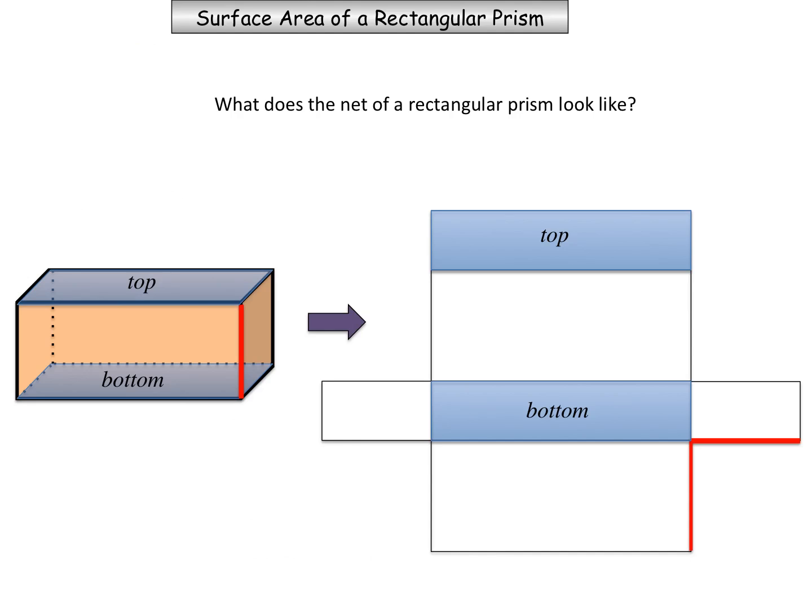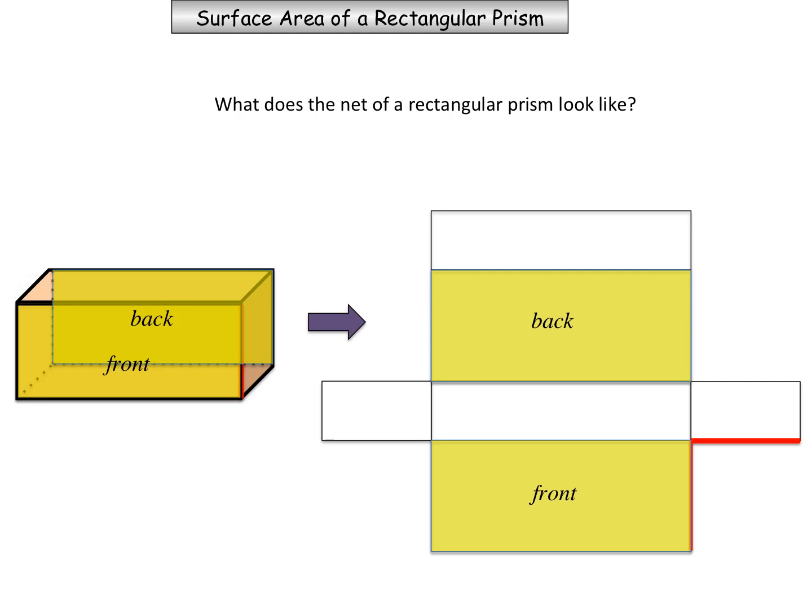The bottom of that prism is the same as the bottom in that net, and the top here is the same as that top. So the top and bottom of a rectangular prism are the same size, same as the front and the back. The front area is the same as the back area.